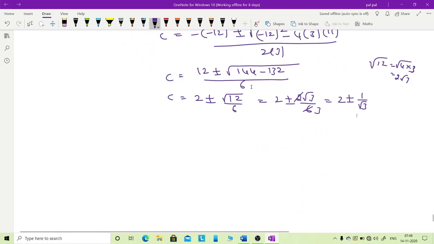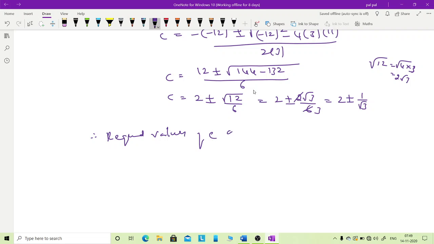So therefore the required values of c are c is equal to 2 plus 1 by root 3 and c is equal to 2 minus 1 by root 3. It is around 0.9 something for the value. So that value belongs to the interval 1, 3. This also belongs to 1, 3.